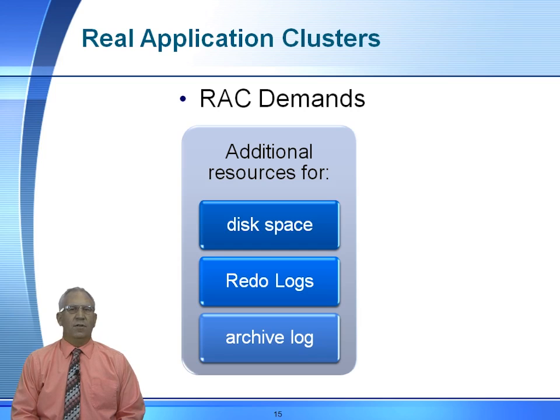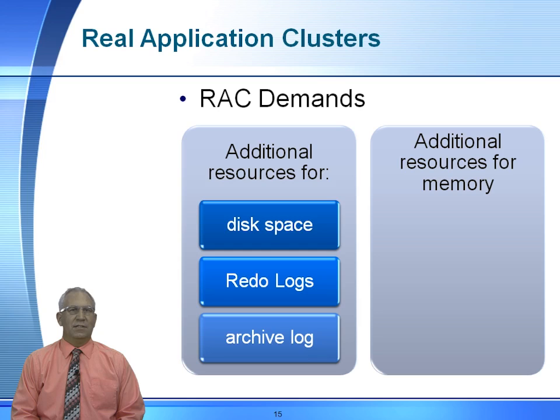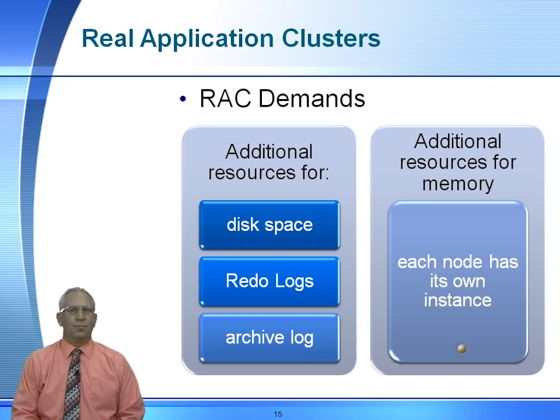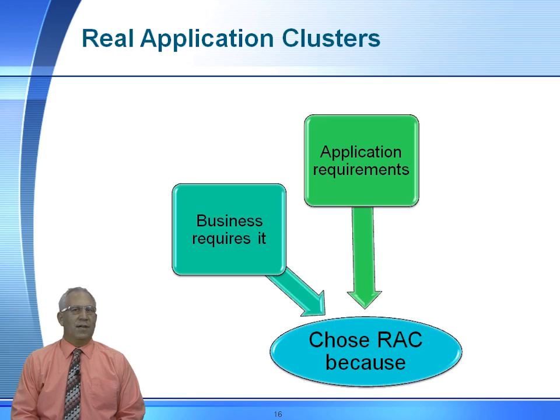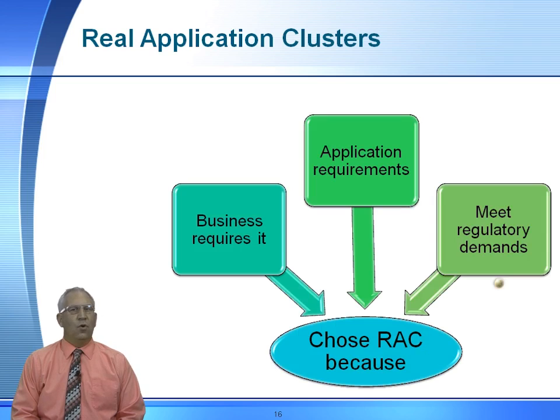A RAC environment will share data files as well as control files, but each individual instance has its own copy of redo logs as well as archive logs. Also, please keep in mind that each individual node will have its own instance. You will choose RAC because the business demands it, the application demands it, or you must meet some sort of regulatory requirement, whether that's HIPAA, PCI, Sarbanes-Oxley.